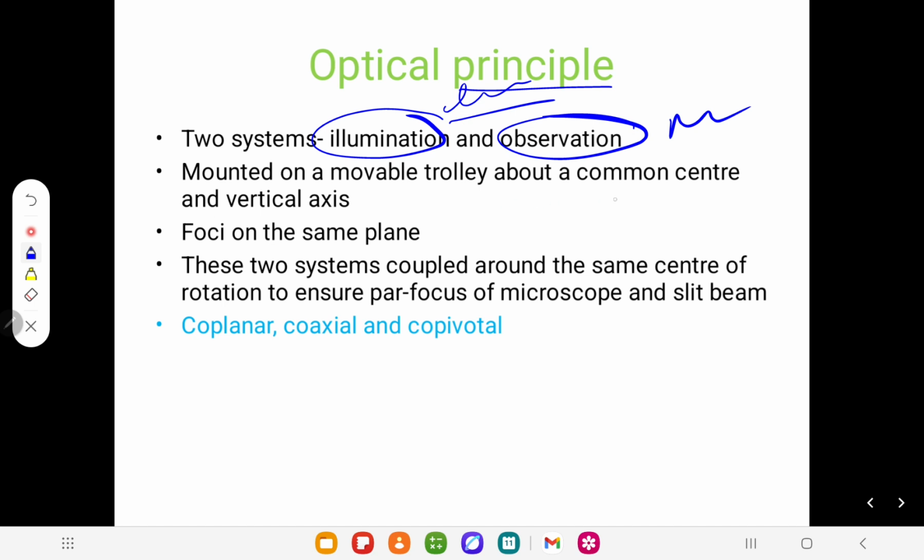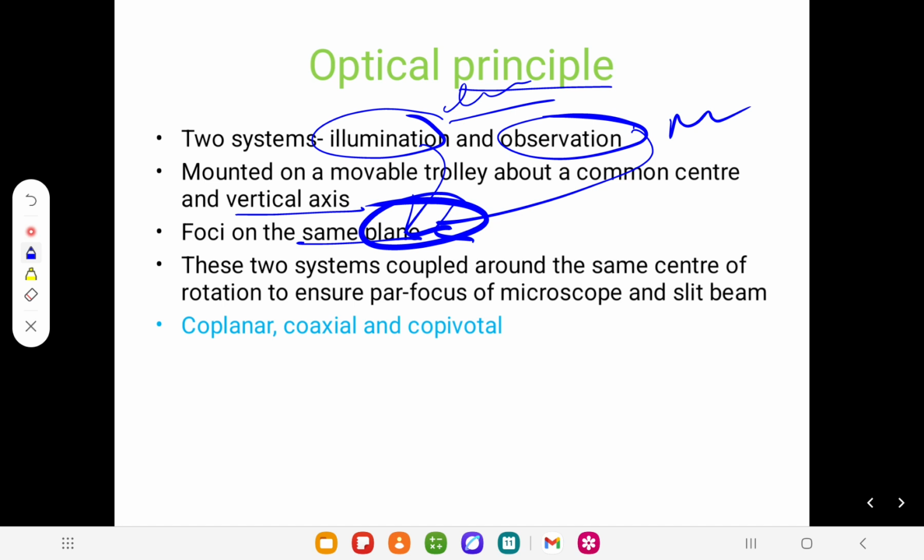Mounted on a movable trolley based on the common center of vertical axis. I'll tell you what the common center of vertical axis is. Foci on the same plane, isn't it? What do you mean by foci on the same plane? The illumination system and the observation system both have focus on the same plane. That means the illumination system, where light is thrown exactly at that particular place, the microscope is focused. That is foci on the same plane.